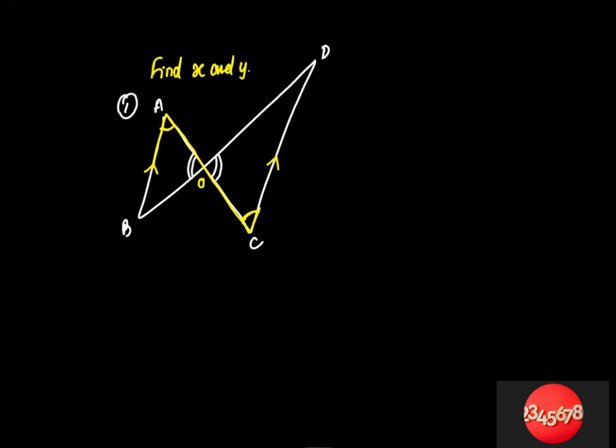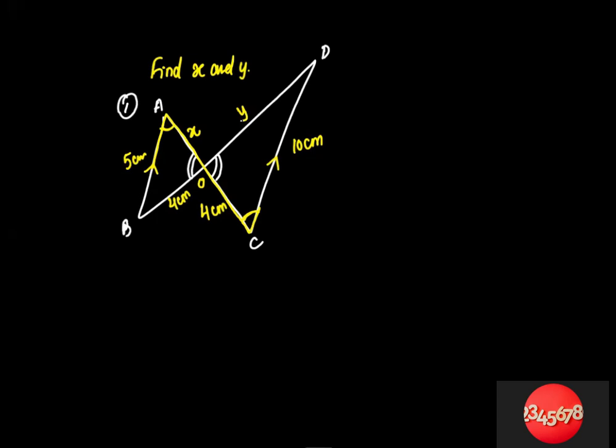Find x and y. Let's say this is 5 centimeters, this is 10 centimeters, this is x, this is 4 centimeters, and this is y, 8 centimeters. Let's make this also 4 and this as y. Okay, this is the question. Now this shape will be combined with some other shapes. And if you can learn to identify this shape, you can do so many questions of similarity.